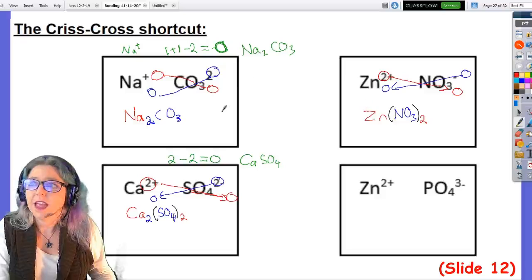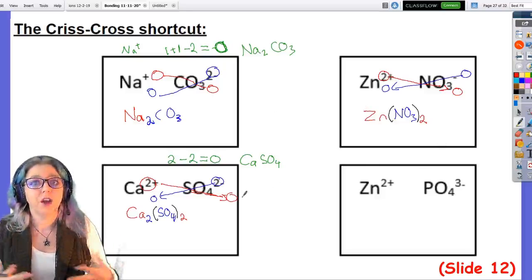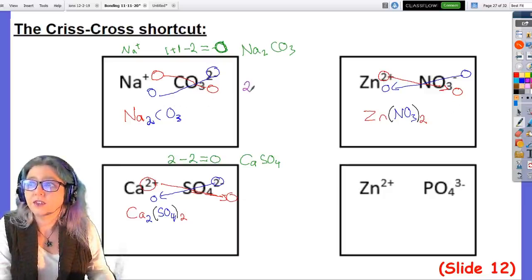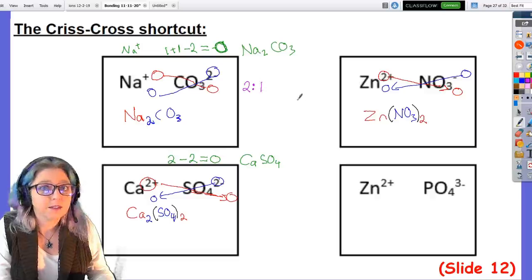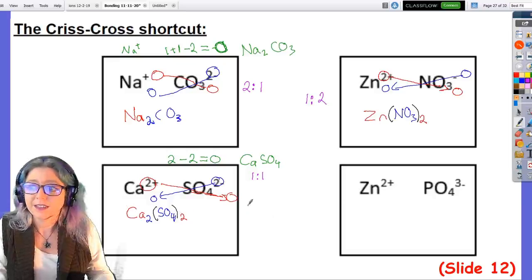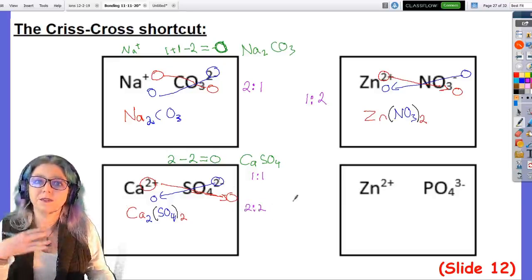This one is. Anytime I have a balanced ionic compound, what I really have is a ratio of the ingredients of my compound. So here I have Na2CO3. Well, that's a ratio of 2 sodium ions to every 1 carbonate. When I have Zn(NO3)2, well, that tells me I have 1 zinc to every 2 nitrates. If I have calcium sulfate, just 1 and 1, that's a 1-to-1 ratio. So this is a 2-to-2 ratio. That's why that's wrong. It needs to be the simplest ratio.